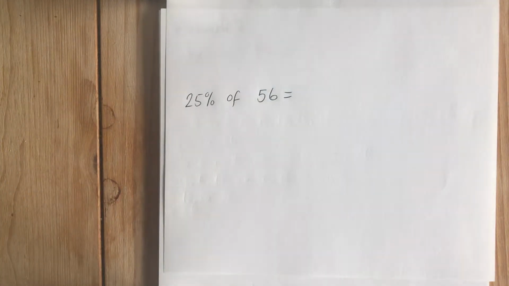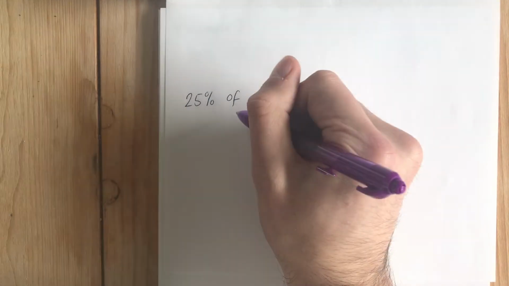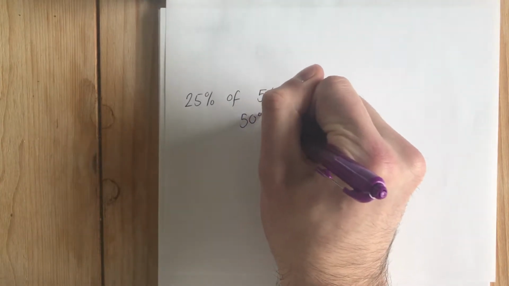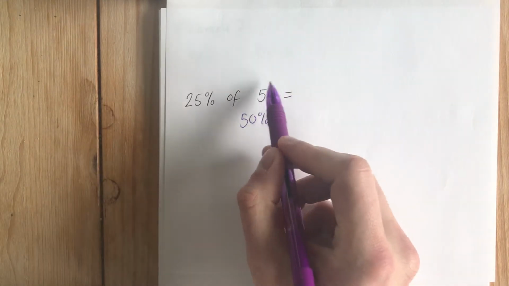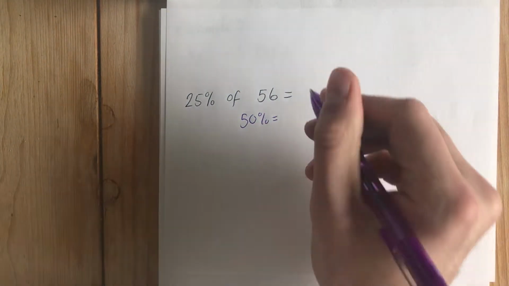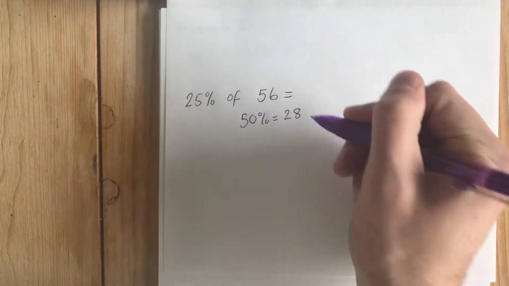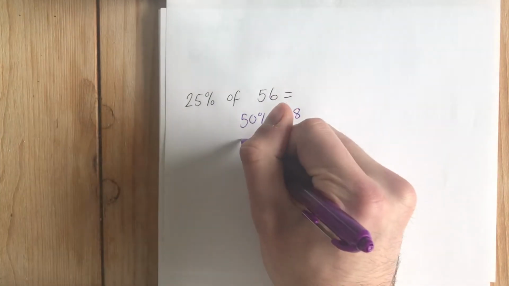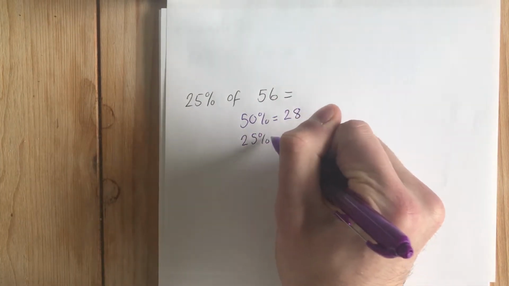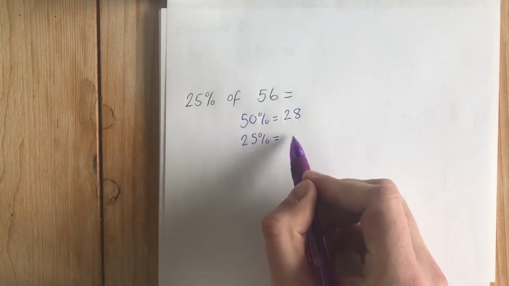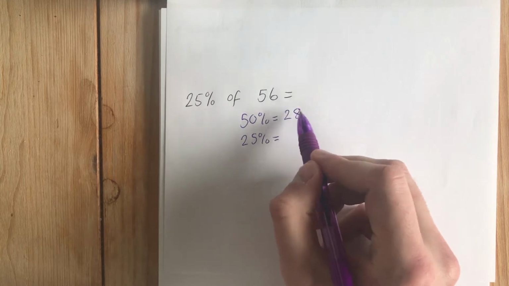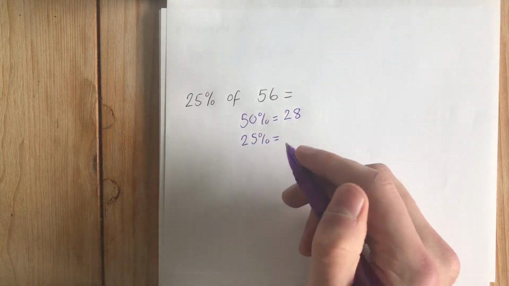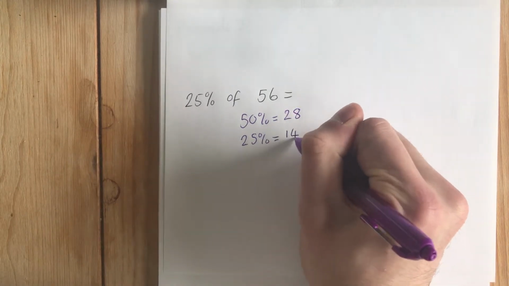If I want to find 25% of an amount, I firstly want to know what 50% is. And in order to find 50% of an amount, I simply do 56 divided by 2. That gives me 28. So in order to find 25%, I need to halve whatever the value of 50% is. So I need to halve 28. So I do 28 divided by 2, and that gives me 14.